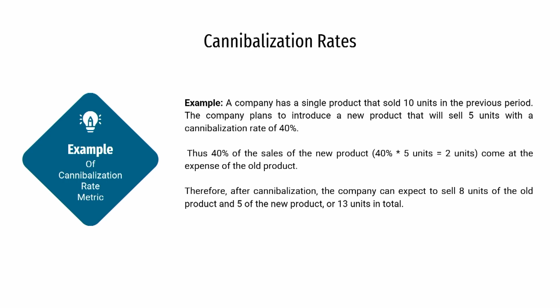So, you can just look at what 40% of the total demand for the new product is: 40% multiplied by 5, that is 2 units. So, 2 units should come at the expense of the old product. So, earlier how many units of the old products were being sold?